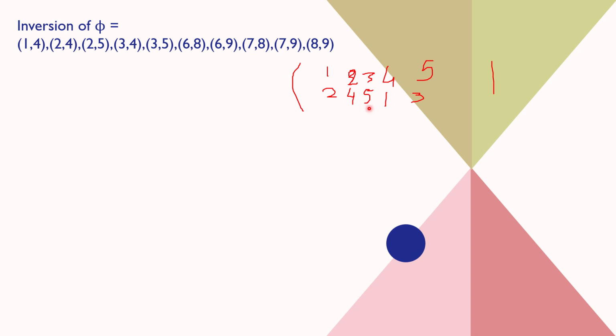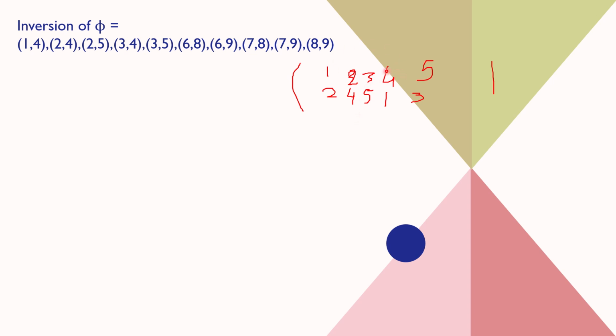No, it's not true. Let's look for 1 and 4. 1 is less than 4, but the image of 1 is greater than the image of 4. So here 1 and 4 is one pair of inversion. Okay, you need to remember this. When the number itself, if 1 is less than 4, their images must be greater than each other. This opposite thing has to happen. Okay, so in that case 1 and 4 will be one pair of inversion.